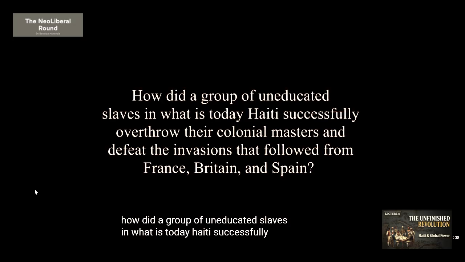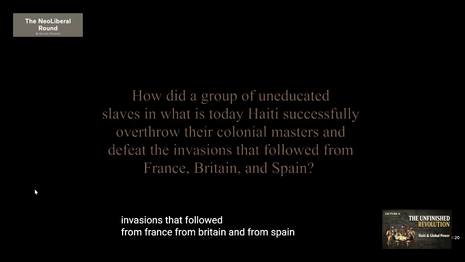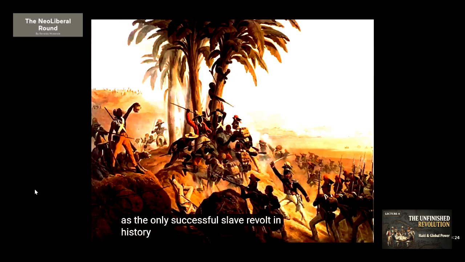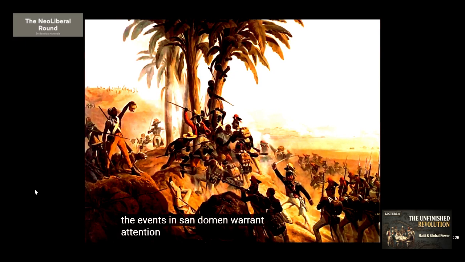In The Black Jacobins, C.L.R. James asks a central question: how did a group of uneducated slaves in what is today Haiti successfully overthrow their colonial masters and defeat the invasions that followed from France, from Britain, and from Spain? As the only successful slave revolt in history, the events in Saint-Domingue warrant attention.